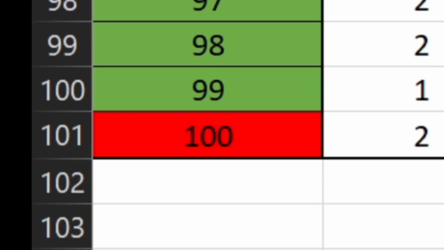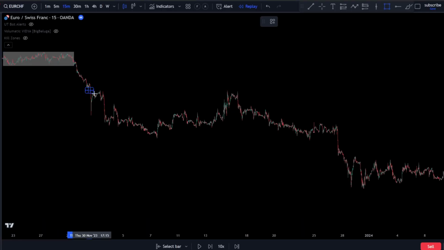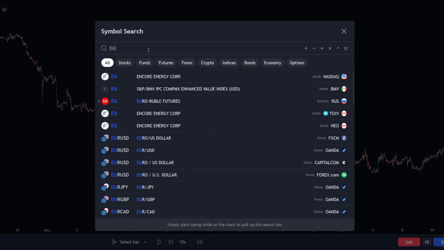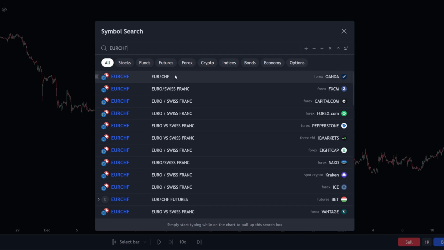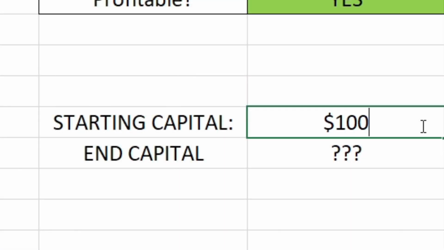I'll test it over 100 trades on the 15-minute time frame using one of the most ranging forex pairs, Euro CHF, to prove the point. For this test, I'll use an account size of $1,000, risking 1% per trade to keep it simple. Let's find out if this strategy can actually help avoid losses in ranging markets while maximizing profits in trending ones.